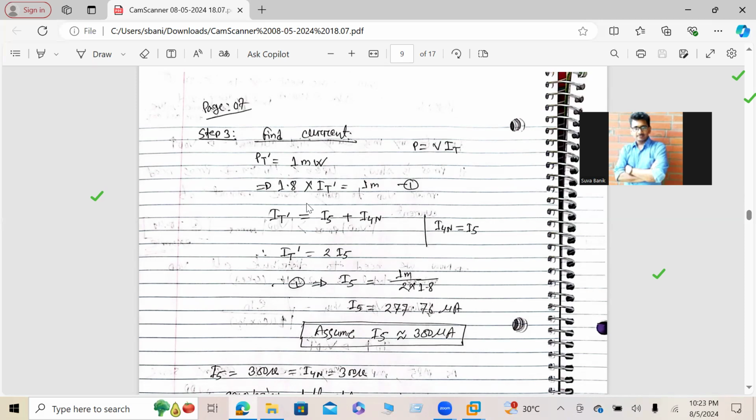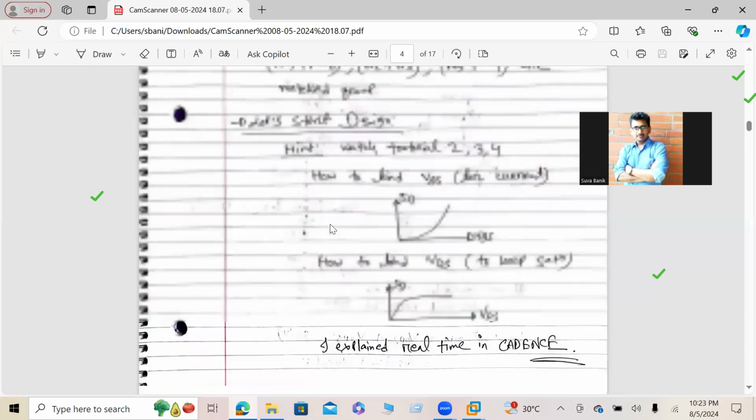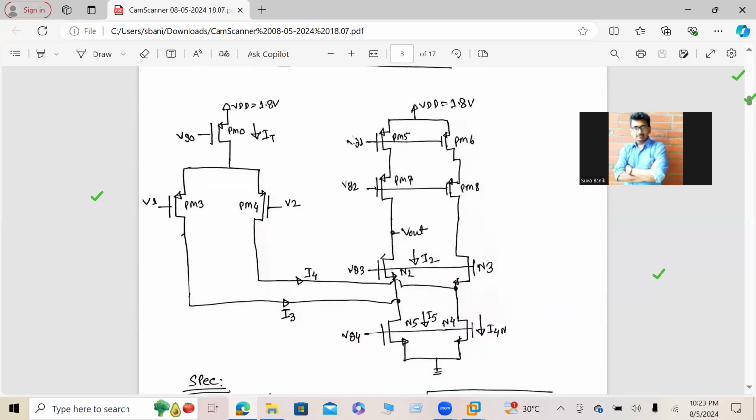So what is PT prime? Sorry, not PT prime, it is IT prime. What is IT prime? IT prime is the total current flowing through the circuit. So what is the total current? The total current is I5 and I4. Let's see from here. What is the total current?